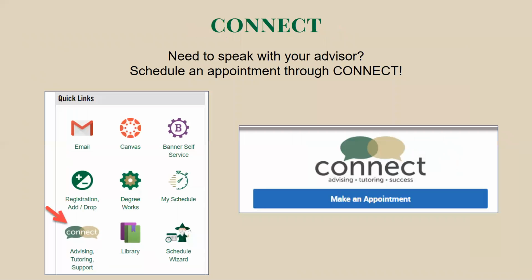I do want to highlight one of the most important links on this page, which is Connect. Connect is how you're going to be making appointments with your advisor. It's also how you're going to make appointments for tutoring services here at UNC Charlotte as well. Once you click on the Connect link, you're going to have an opportunity to choose what kind of appointment you make, which is going to be advising or tutoring. And then you're going to be able to see a calendar that will allow you to choose a day and time for that service that works for you.